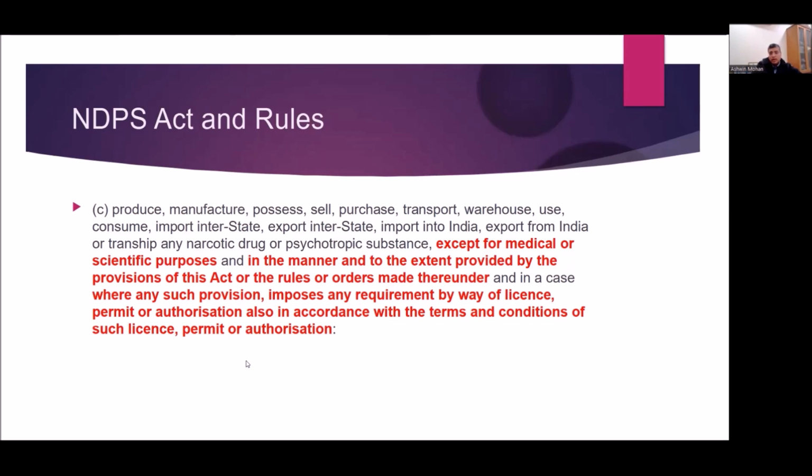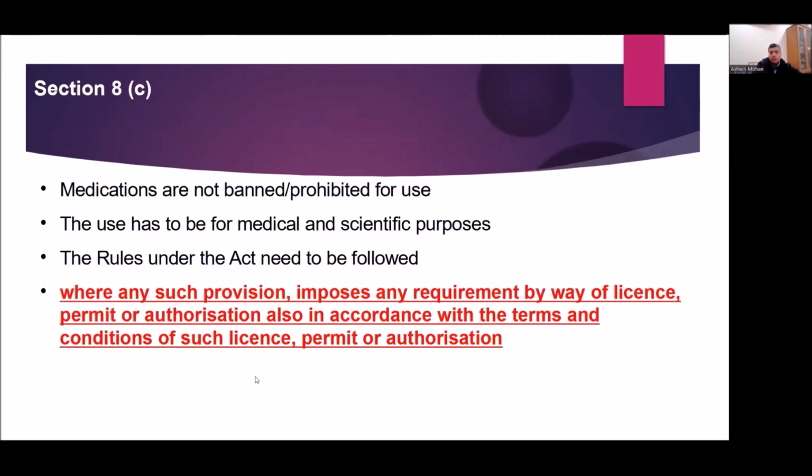And also, what is important is that once we understand that there is a permission to use these substances for medical and scientific purposes, we must follow the rules and procedures that are made under this Act. There could be different rules and procedures, which I will go into in a little more detail later, especially in relation to buprenorphine. To emphasize, medications are not banned or prohibited for use. The use is for medical and scientific purposes. The rules under the Act need to be followed, and wherever such a provision imposes any requirement by way of permit, authorization, or licensing, that has to be obtained before you use these kinds of substances. So in gist, this is what the section means.